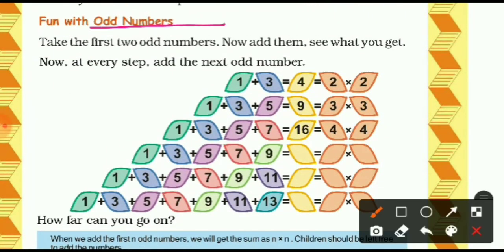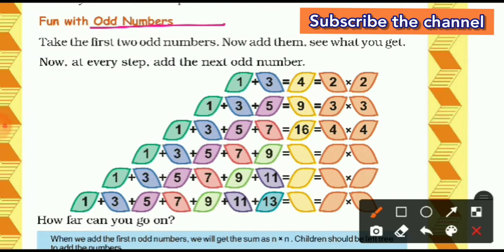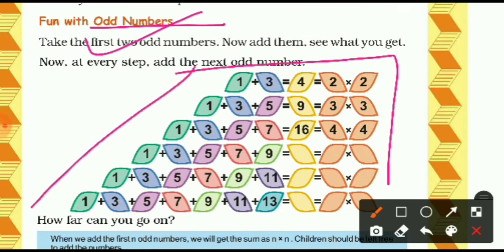As I have told you, I have made a video based on odd numbers, even numbers, natural numbers, prime numbers, co-prime numbers, and composite numbers. The link is in the description. You can go there and watch it, then you can understand what odd numbers and others are. So here we have a group of numbers. Let's see which type of group it is.